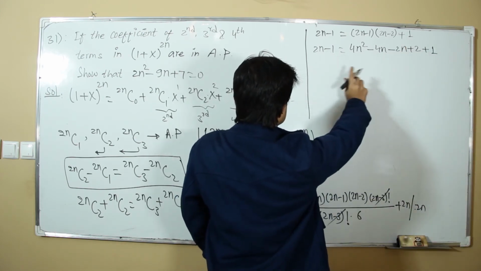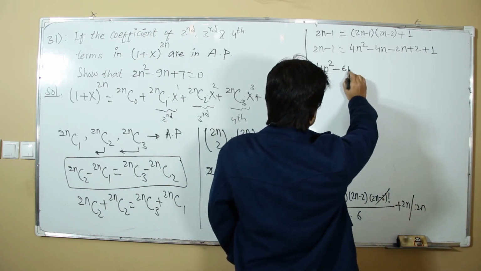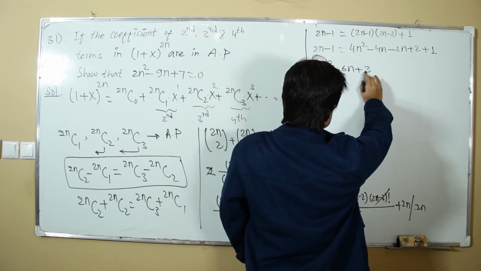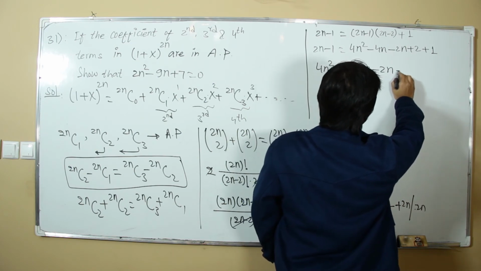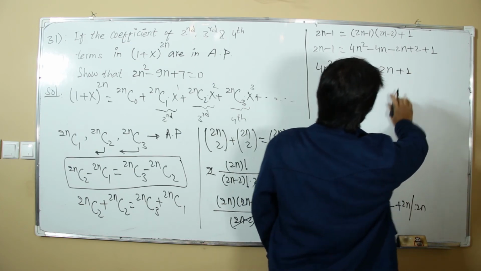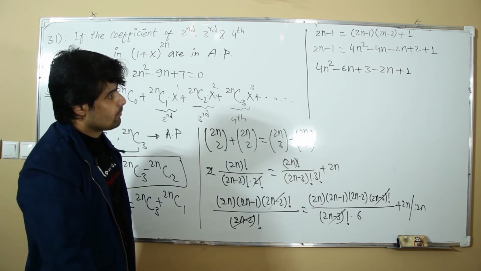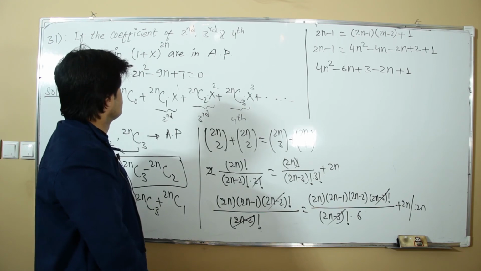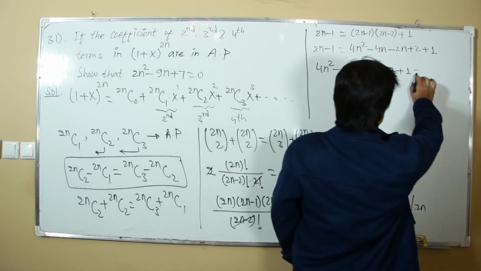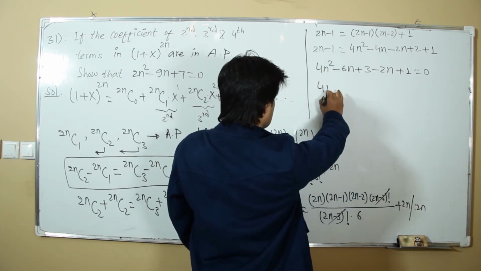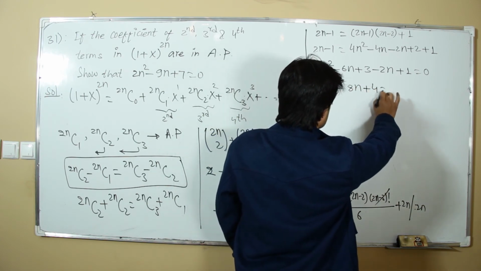Now put all the terms on the right side. You will have 4n square, minus 4 with this one, minus 6n, plus 1 with 2 is 3. This one minus 2n and minus plus 1. Am I right? Yes? Yeah, maybe. So equal to 0. Now 4n square, this one is minus 8n plus 4 is equal to 0.